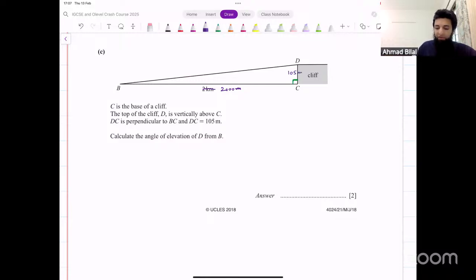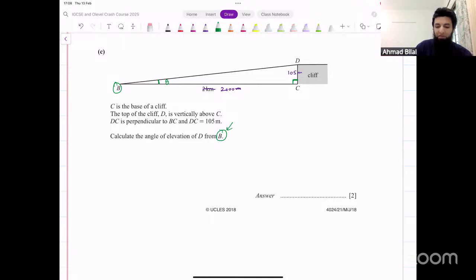We need to find the angle of elevation of D from B. Remember, when it says from something, the angle is going to be measured at that point. The angle is going to be measured at this point B. Angle of elevation. So at this point B, what's the angle of elevation? Angle of elevation is measured with the horizontal line. This angle here is the angle of elevation. Let's call this angle theta. This is what we're looking for. Okay. Now the calculation steps are going to be the same as before. It's just that you need to understand this terminology, what angle of elevation means and what angle of depression means. So the angle of elevation in this case is this angle theta.